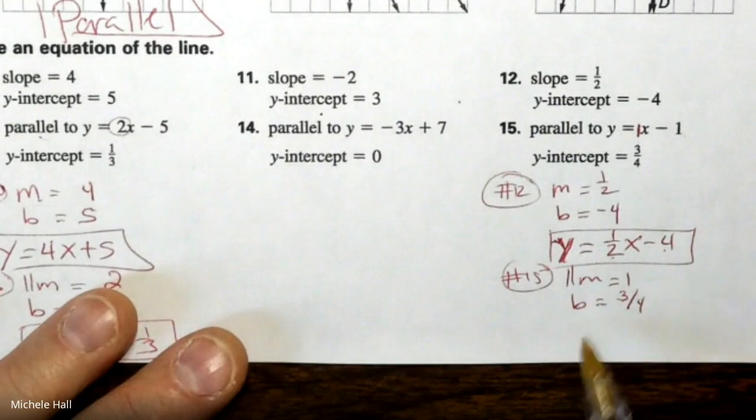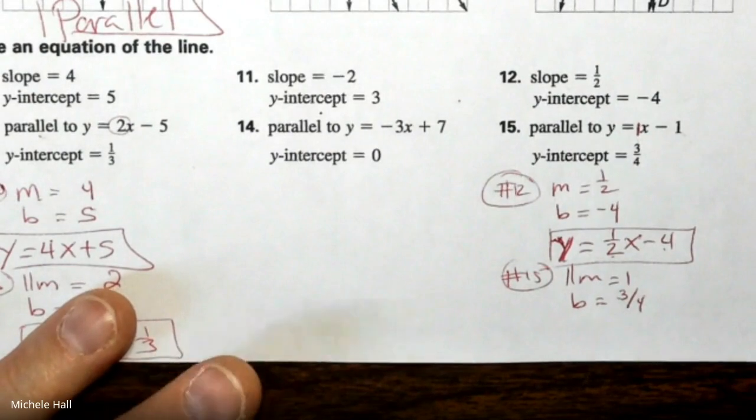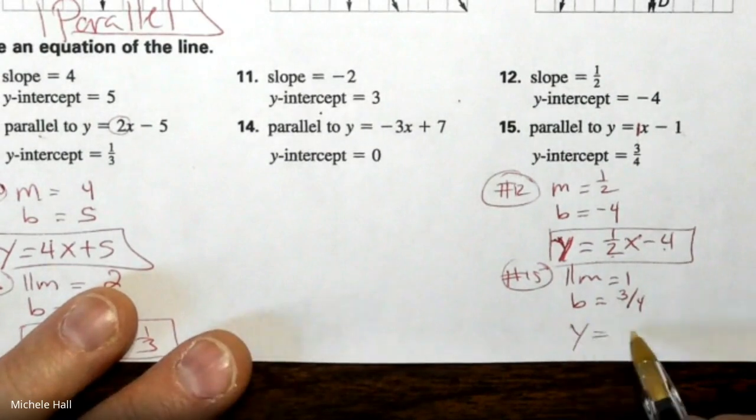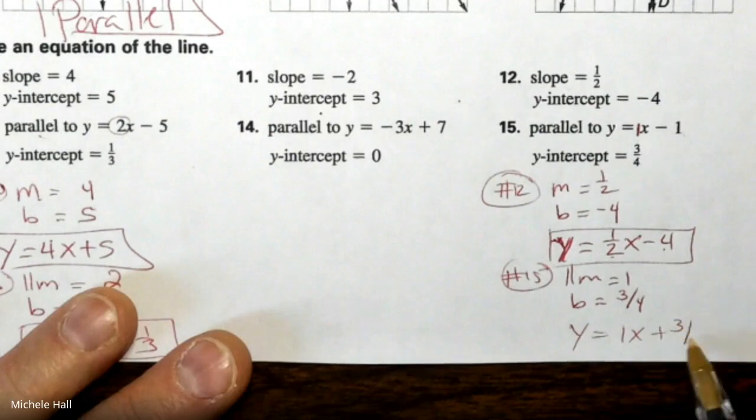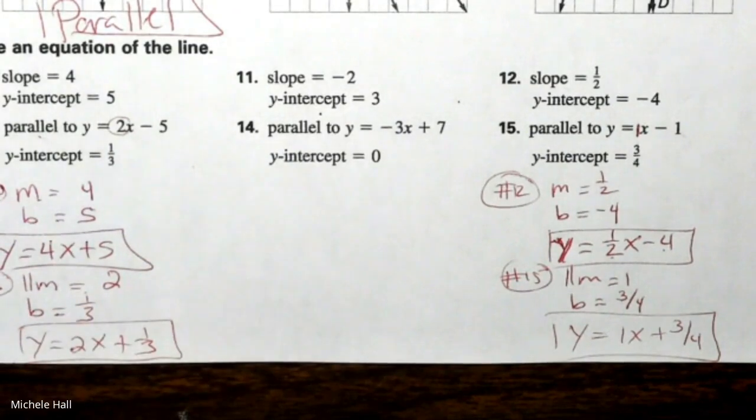And you don't have to write m and b every time. It's just that I wanted you to make that connection to the equation. If I have m and I have b, then I can write an equation of y equals 1x plus 3/4 or y equals x plus 3/4. Okay, finish the worksheet because that's what your homework is. 1, 2, 3, 4, 6 problems to finish up.